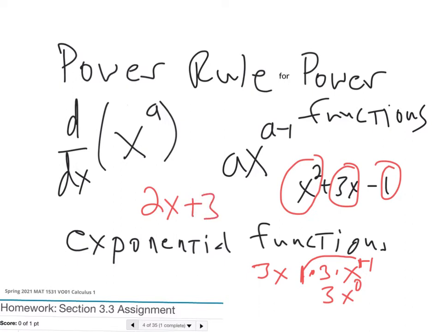Now, let's think about what we know. This piece of this function is a linear piece. What's the slope of a linear function? The number in front of the x. So in this case, the slope of that piece is just 3. And then we got a constant. What's the derivative of a constant? 0. So the derivative of x squared plus 3x minus 1 is this linear function. So notice a quadratic function has a derivative that's a linear function.